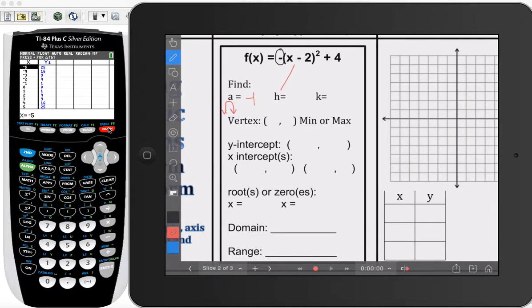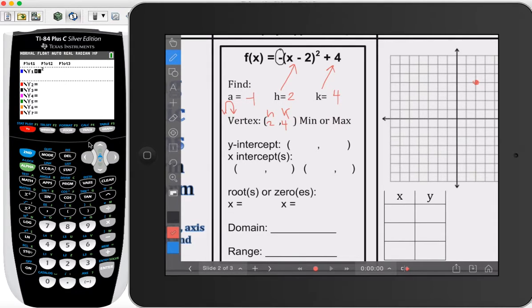The h is going to be the opposite of the number on the inside, so it's going to be 2. And the k is going to be the number on the outside, so that's 4. My vertex is (h, k). So in this case, my vertex is (2, 4). So let me plot that. Okay. Now, how can I find all of this from my graph?